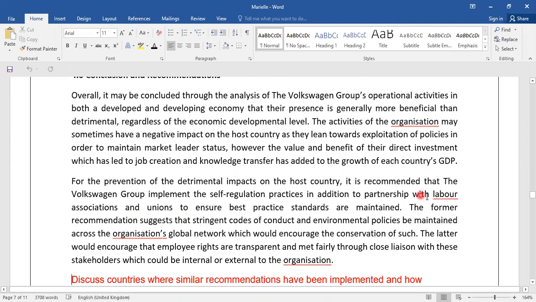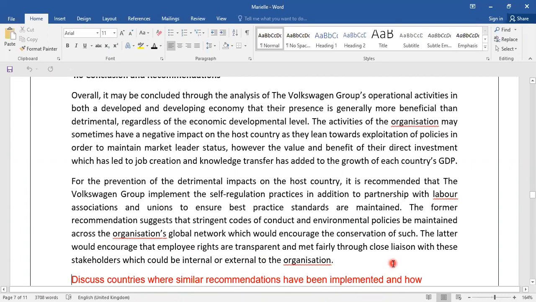The former recommendation suggests that stringent codes of conduct and environmental policies be maintained across the organization's global network, which would encourage the conservation of such. The latter, so basically you have two recommendations here, Marielle. Self-regulation, and the last is collaboration with unions. The latter would encourage employee rights and transparency and so on.